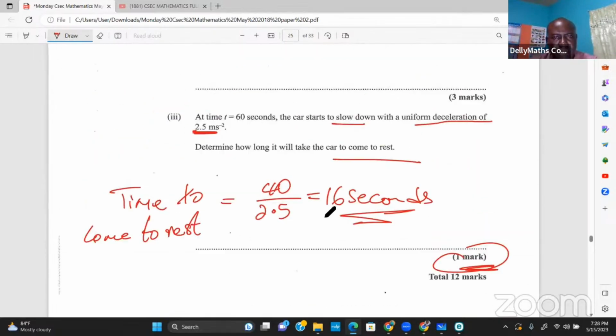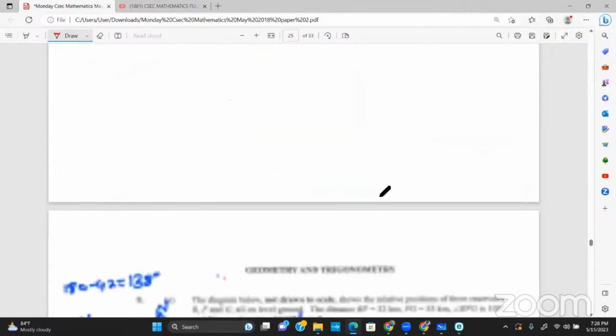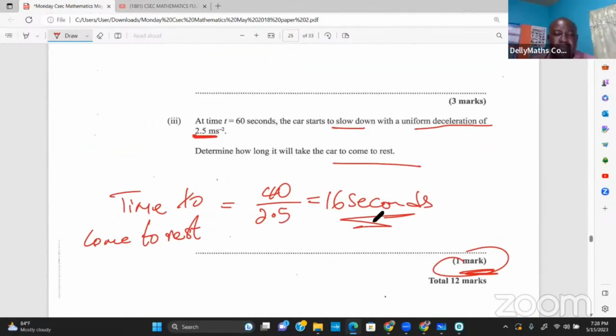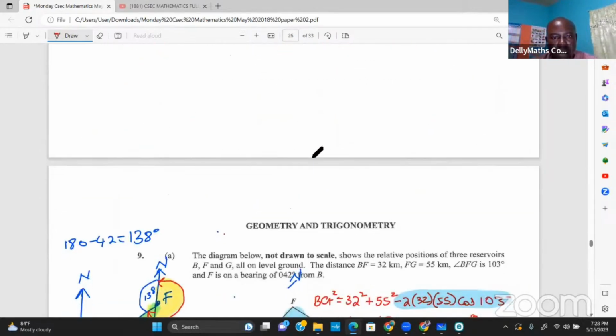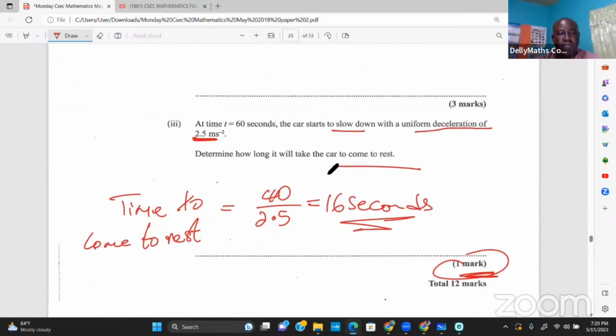Hold on. There are no more questions there. Hold on, let me look. Okay. How long will it take the car to come to rest? 16 seconds. Okay. I thought there was another question. Yes, still number 9. I know, man. I was looking to see if we had more questions. Well, we finished. Yeah, it's finished. All right, it's finished.